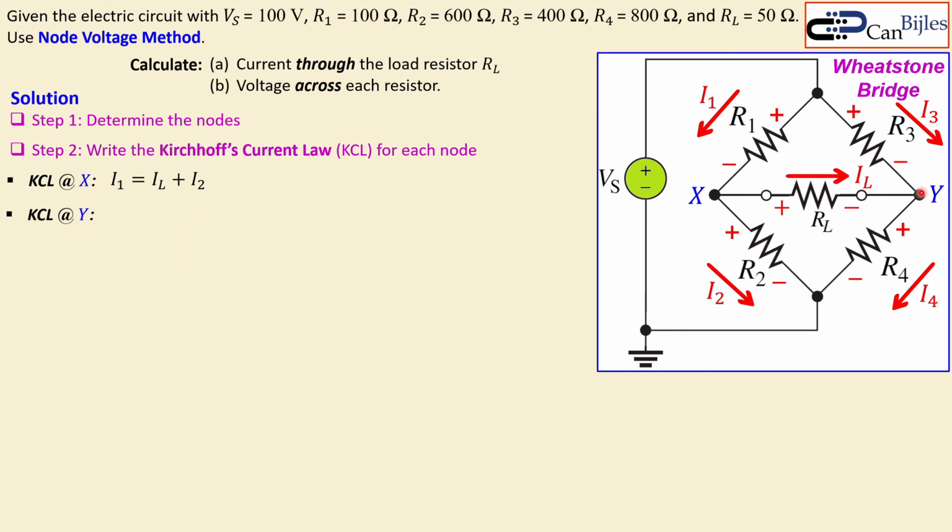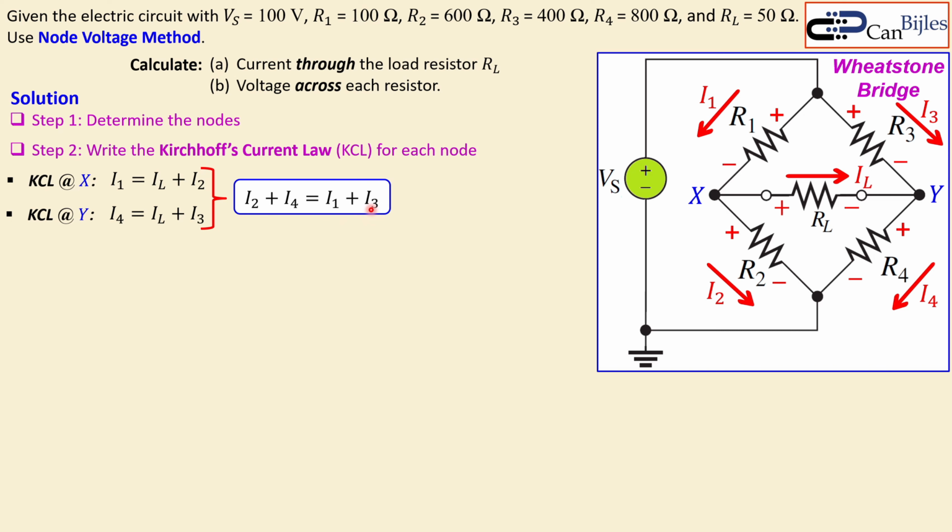For the node Y, I can say I3 and IL are entering the node Y, but I4 is leaving. That means I4 must be produced by these 2 currents, and you can also say that I4 is IL plus I3. Now taking this together will get you the following information, that I2 plus I4 is equal to I1 plus I3.